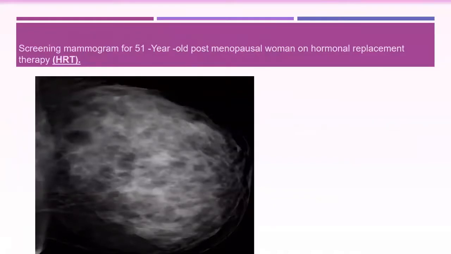Suhair, can you see a lesion in this image?